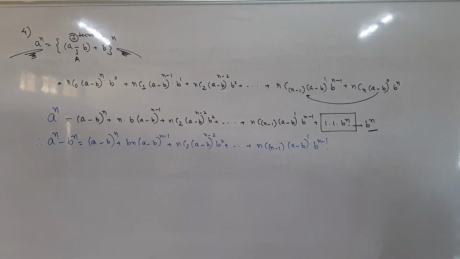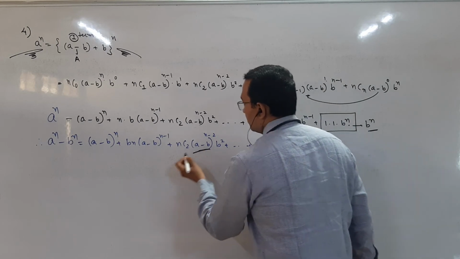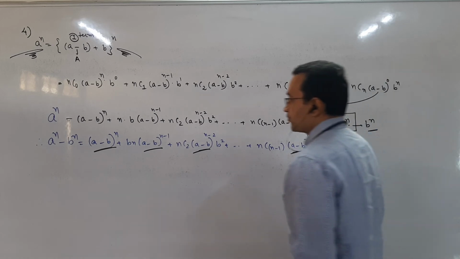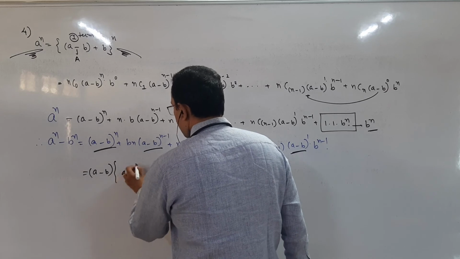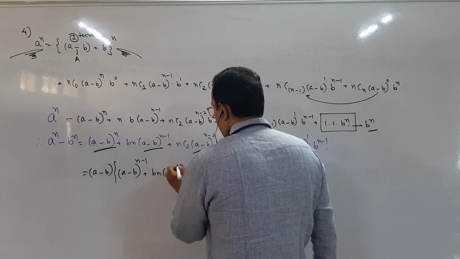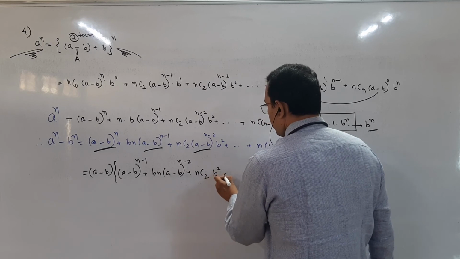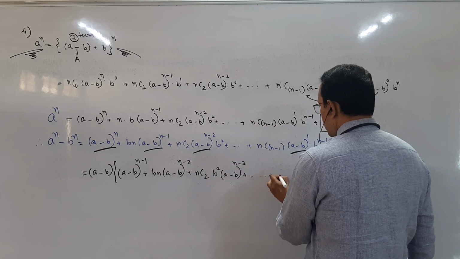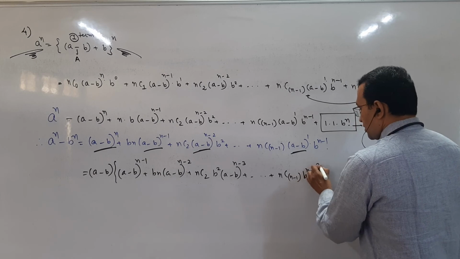Now, this is the master stroke. Observe a minus b, observe a minus b, observe a minus b. Minimum power 1 is common. So if I am taking a minus b common throughout, from n, if I remove 1 power, it will be n minus 1. From n minus 1, if I remove 1 power, it will be n minus 2. From n minus 2, if I remove 1 power, it would be n minus 3. And last would be n minus 1, b raised to n minus 1.